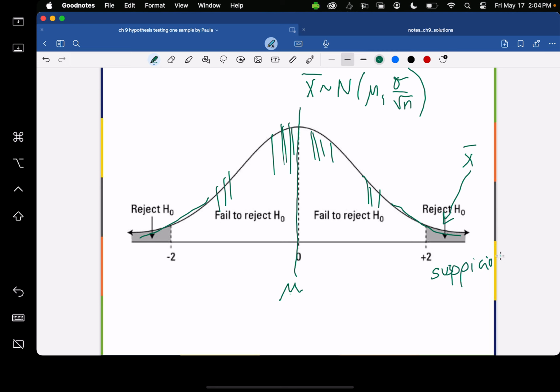I am not spelling suspicious correctly. Okay, so if we're far enough away, we reject the null hypothesis.